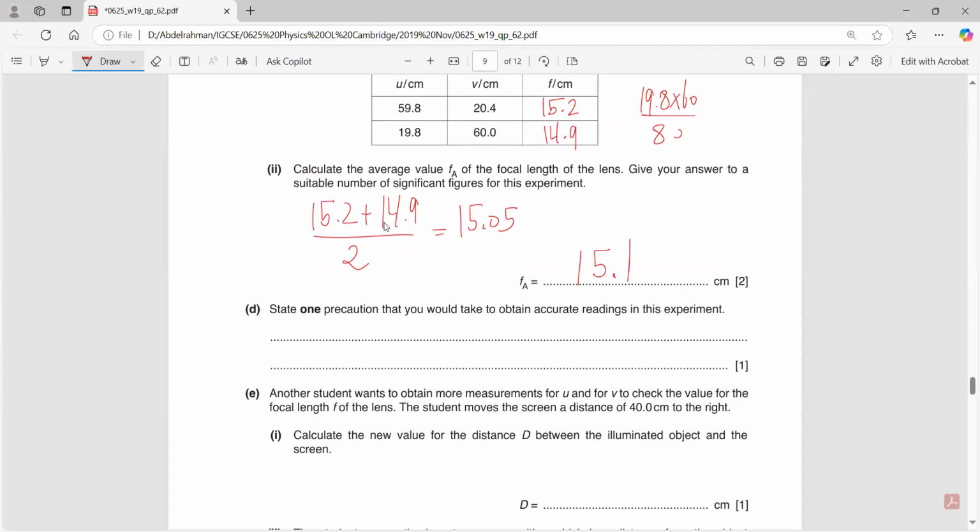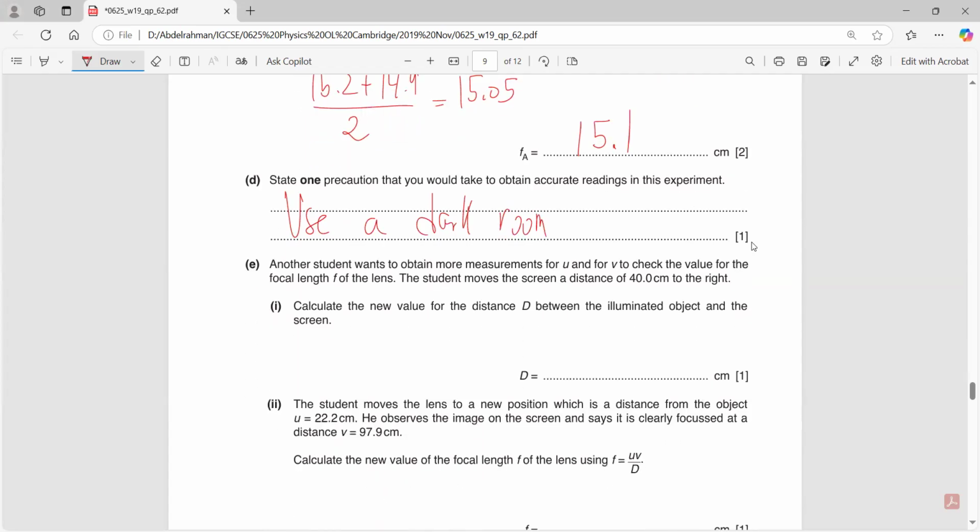State one precaution that you would take to obtain accurate measurements. Yes, use a dark room.